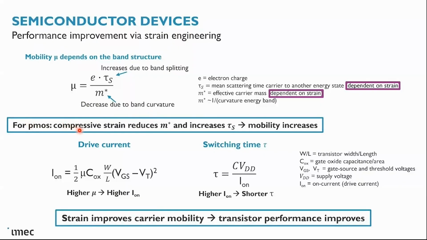So for PMOS, if we decrease the effective mass and we increase the mean scattering time, the mobility will increase. And this is exactly what happens in PMOS with compressive strain, as we have seen in the previous slide. Now, if we increase mobility, of course, we increase Ion. And if we increase Ion, we decrease the switching time. So strain improves carrier mobility, and transistor performance improves.